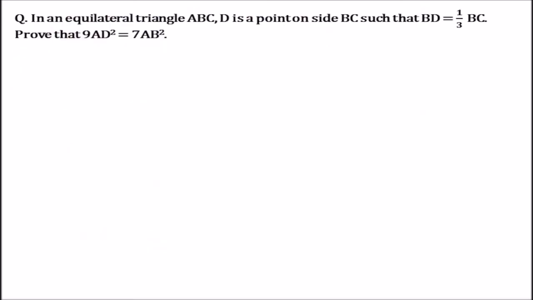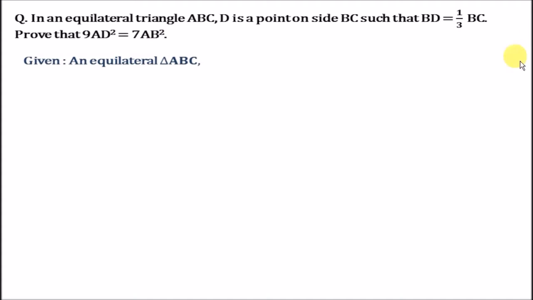The question is, in an equilateral triangle ABC, D is a point on side BC such that BD equals 1/3 of BC. So 3 times BD equals BC. We need to prove that 9 times AD square equals 7 times AB square.